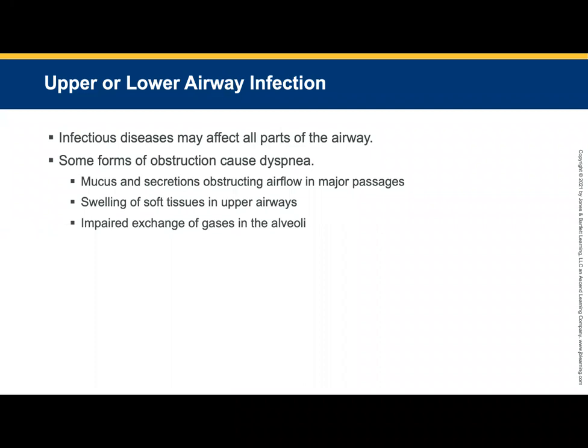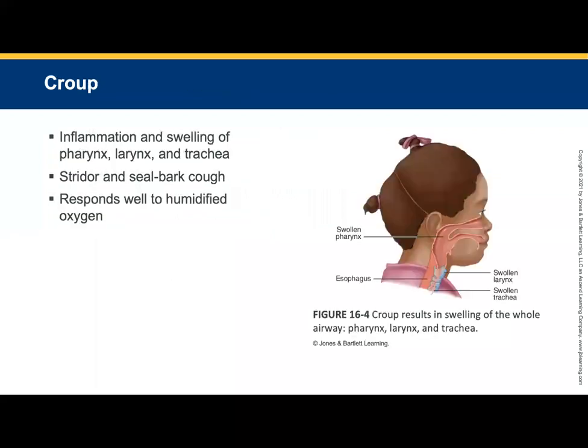So you may have a cold or diphtheria. Swelling of the tissues in the upper airway, which include epiglottitis or croup, impaired exchange of gases in the alveoli, like pneumonia. Be diligent about the use of proper PPE when dealing with patients who have infectious diseases. And remember, with infectious diseases, we have to make sure we have all of our PPE on because it's passed on by air droplets.